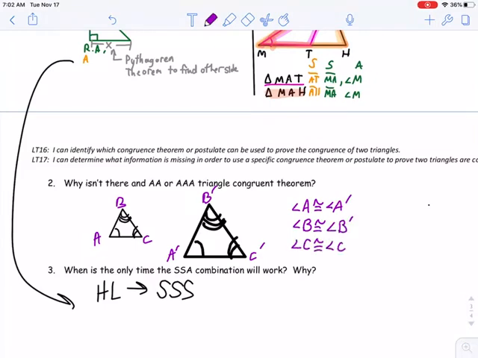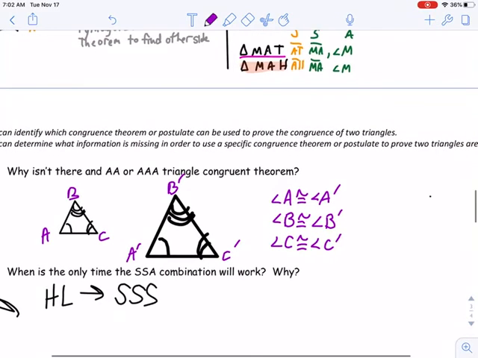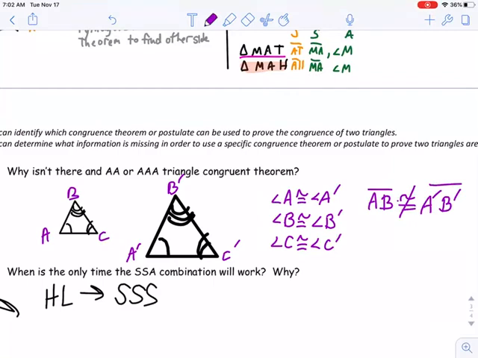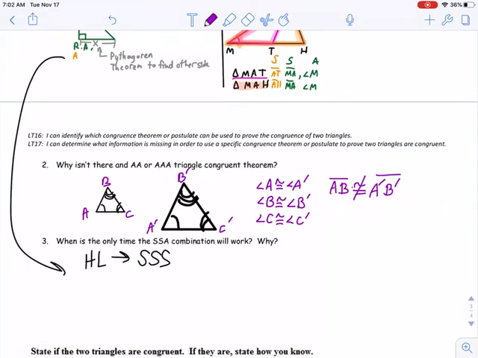But remember, for triangles to be congruent, their side lengths have to be congruent. So all we have to state is that AB is not congruent to A prime B prime. The side lengths are not congruent, all right? So side lengths don't have to be congruent. So that's why angle, angle, angle, whatever you want to call it, does not work.